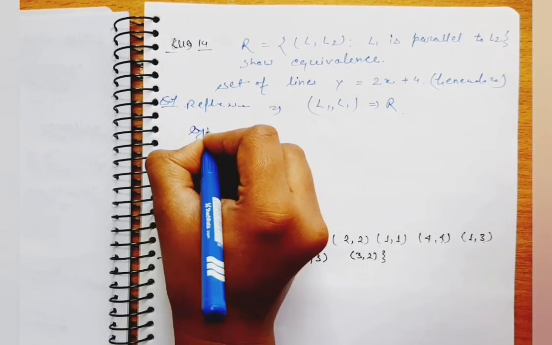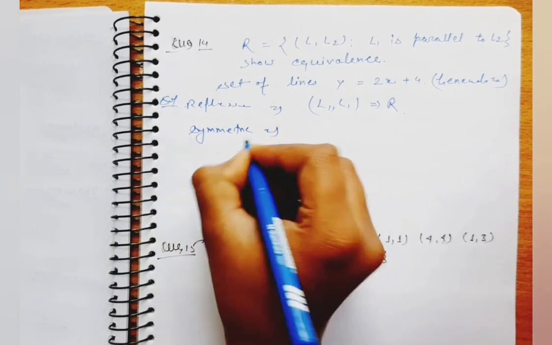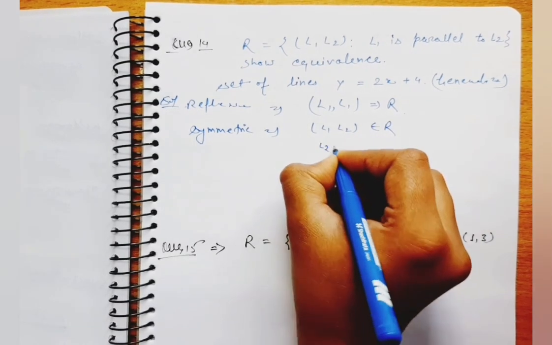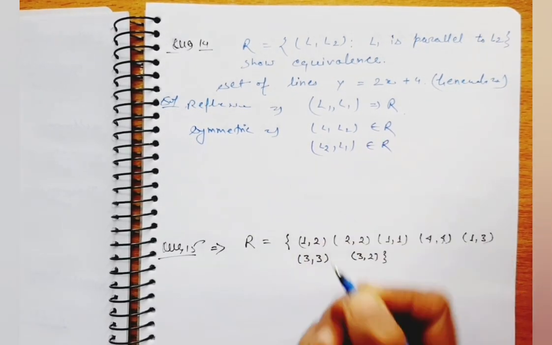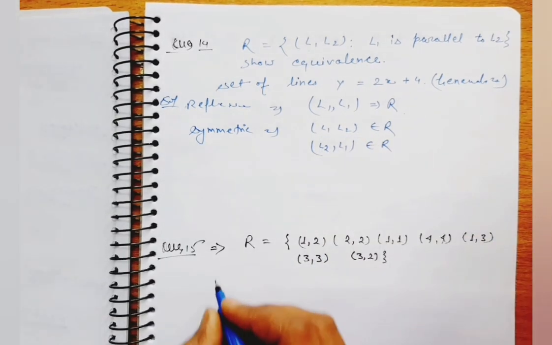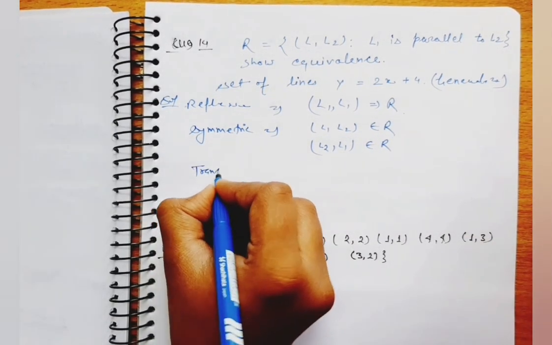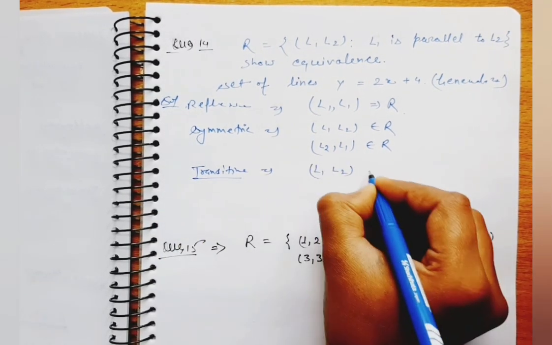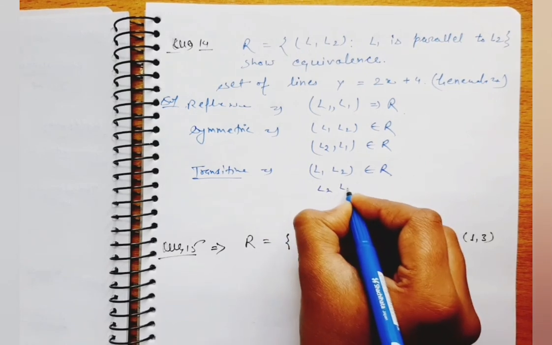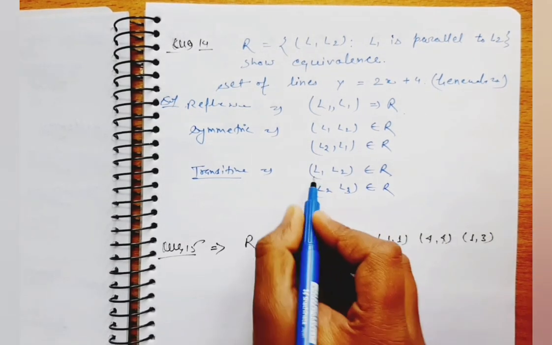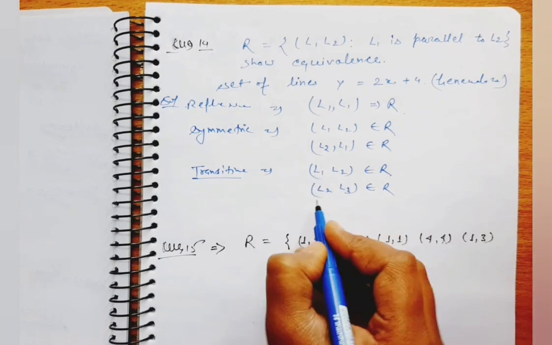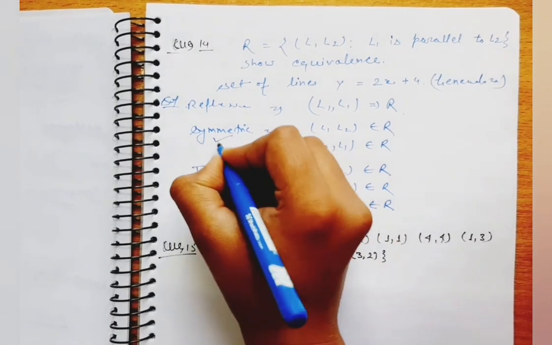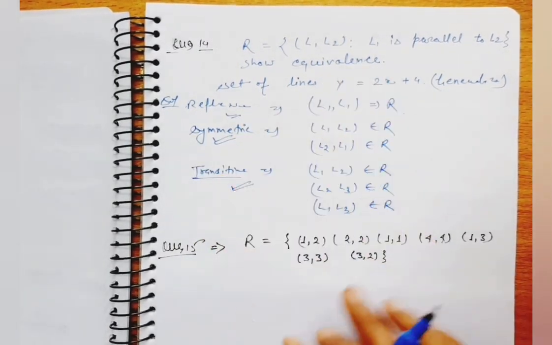Second one, symmetric relation. If L1 and L2 are parallel to each other, then L2 and L1 will also be parallel to each other. If these two are parallel, then obviously these two will be parallel. Second thing, transitive relation. If L1 and L2 are parallel to each other and L2 and L3 are also parallel to each other, then L1 and L3 will be parallel to each other. So they are transitive also. Hence we can say that this relation is an equivalence relation.